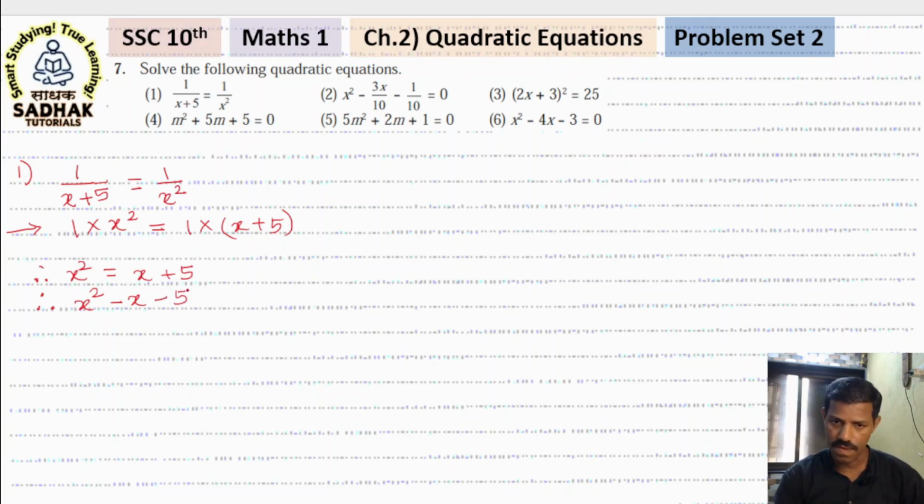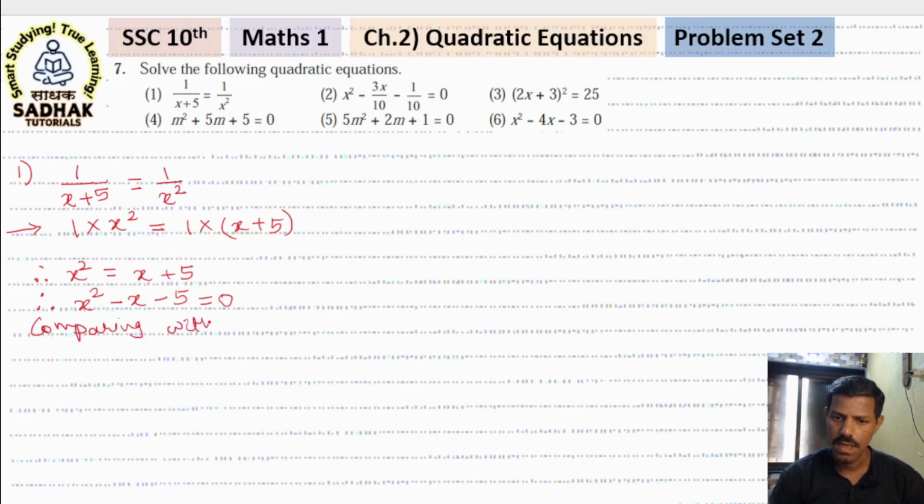Minus 5, is equal to 0. So now we got this equation in the proper form that we want: x square minus x minus 5 is equal to 0. Now this problem we can solve using any method. We can use the factorization method or the completing the square method, or if you want, we can use the quadratic equation method.